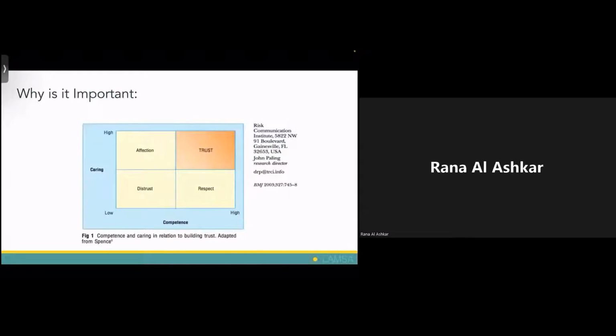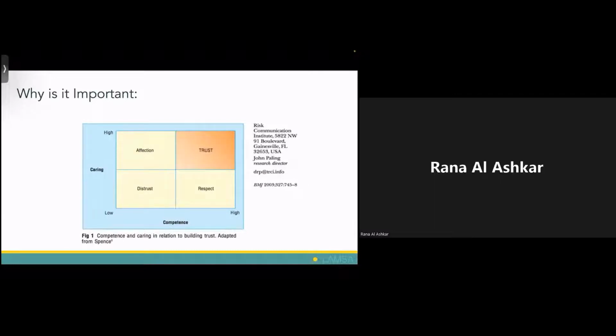Why is clinical empathy important? Some studies divided physicians into more empathetic versus less empathetic, and compared them with the patient's outcome, satisfaction, communication status, etc. They summarized it with the following chart. So what does this chart say? It is divided into 4 quadrants with caring and competence.